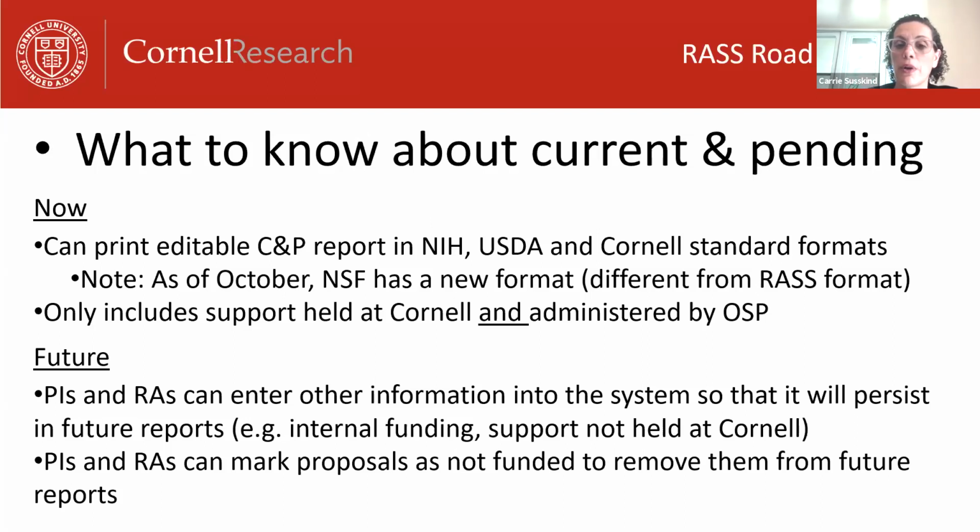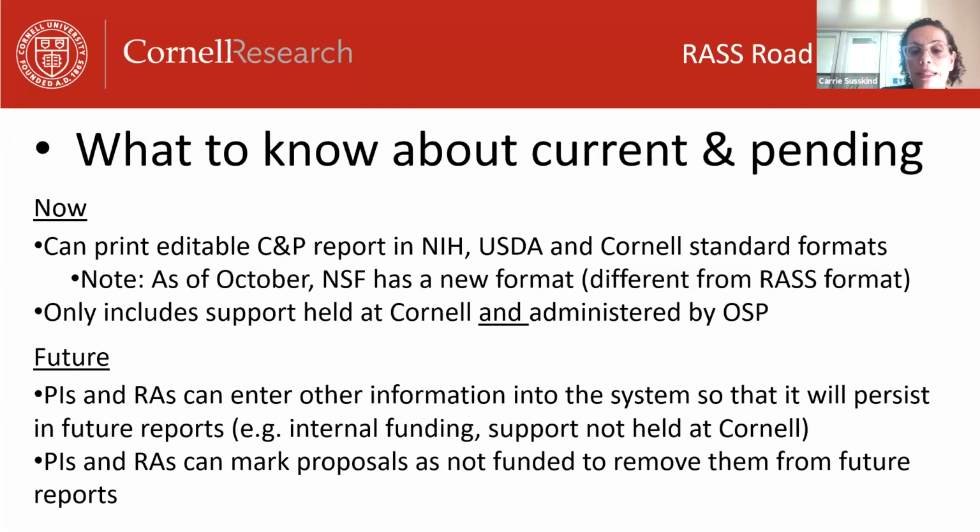So as of October, NSF changed the format of their current and pending report. And although there is the option to print a current and pending report in the old format for NSF, that's not what should be used for submission right now. So again, the current and pending report information that you can print out of the system currently has those projects that have an OSP number, and the information that was included did not include information about effort.